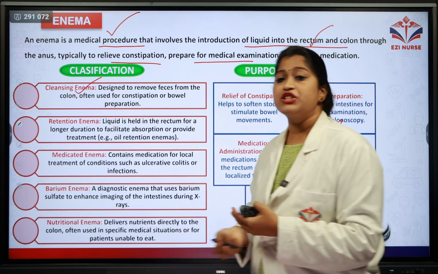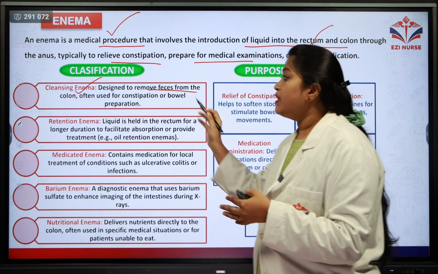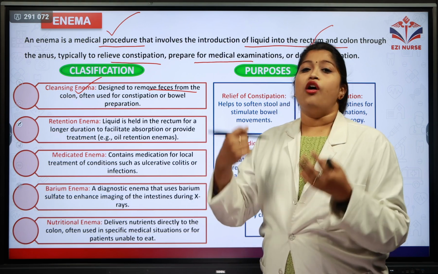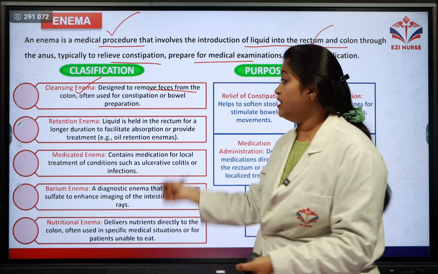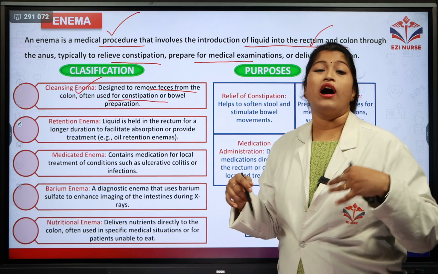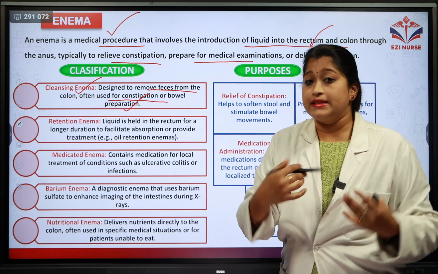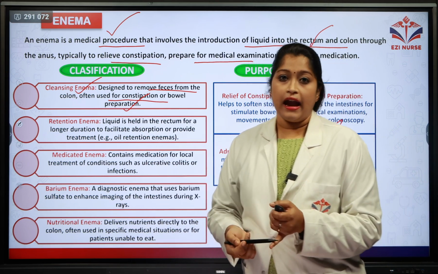Cleansing enema, the first one, is designed to remove feces from the colon. So any kind of stool, if it is present, is removed from the colon. Often it is used for patients who are having constipation or for bowel preparation prior to any surgeries. We are giving a cleansing enema.